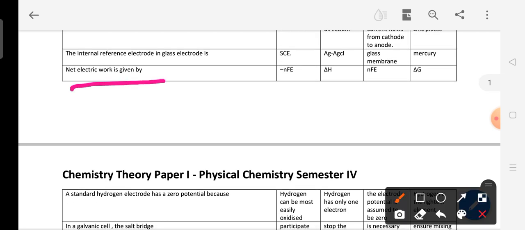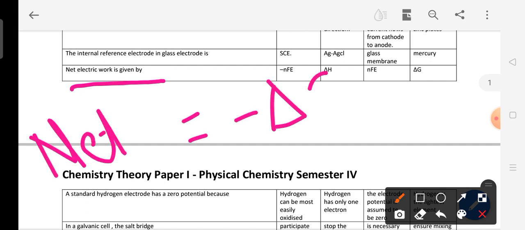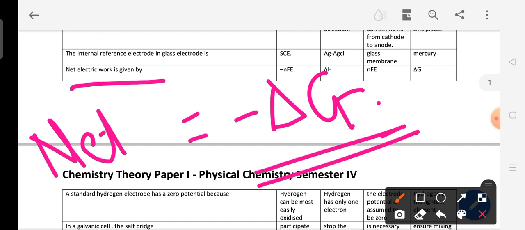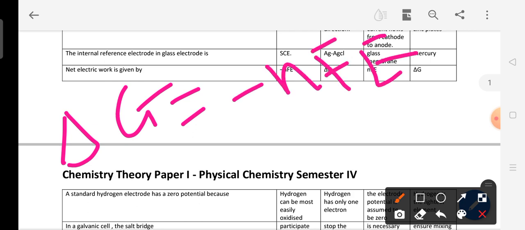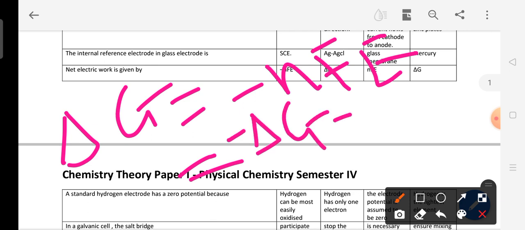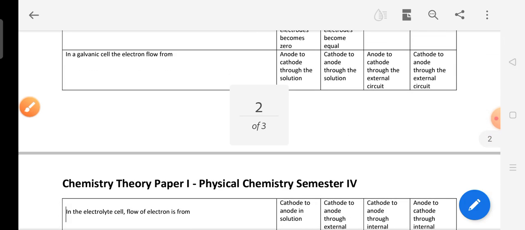And the next: net electrical work is given by? Net electrical work is equal to minus delta G. Here delta G is given, so this option we can exclude. We know that delta G is equal to minus nFE. So the net electrical work is equal to minus delta G, which means nFE. So we got the answer nFE.